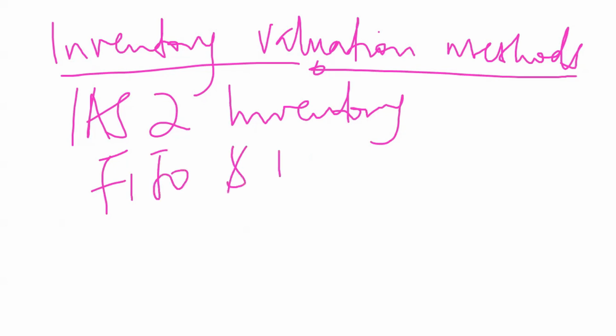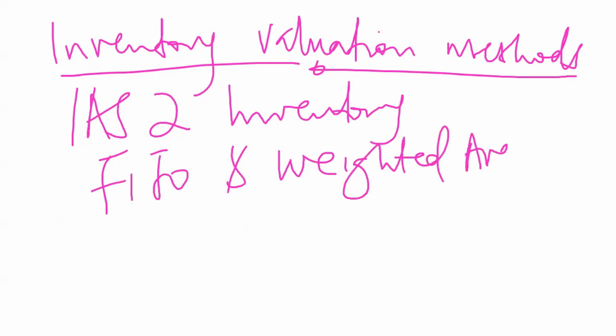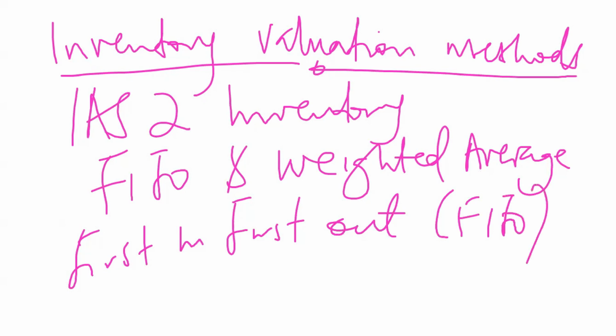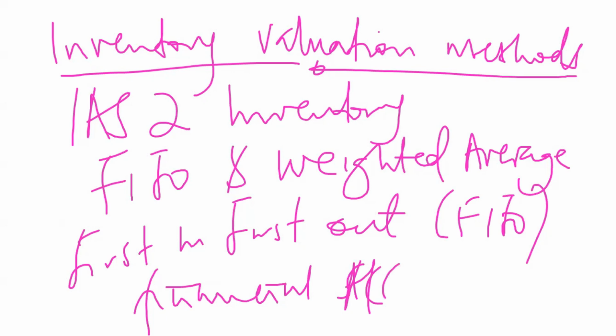It says use FIFO and the weighted average method. So FIFO is first in, first out. That is FIFO. And the weighted average method. So those are the ones that are permitted by financial accounting. So if you are doing financial accounting, you are supposed to follow these two when you are valuing inventory.